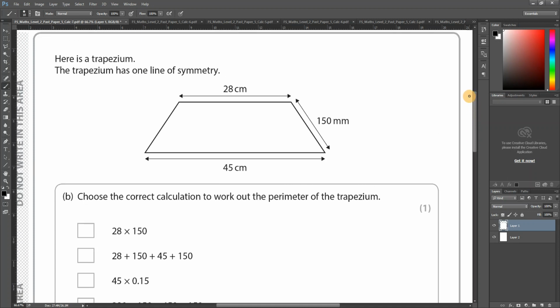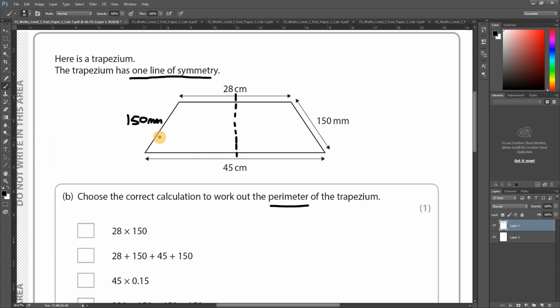So, we need to know where this is first. Why have they mentioned this? One line of symmetry. Well, it's got to be down the centre. There's your line of symmetry. And if that's your line of symmetry, if that's 150 on that side, it's got to be 150 millimeters on that side as well. It's talking about perimeter. Perimeter is where you just add them all up. So yes, we did need that.